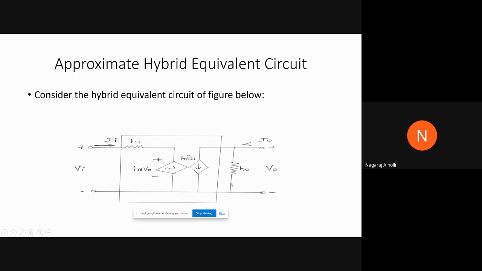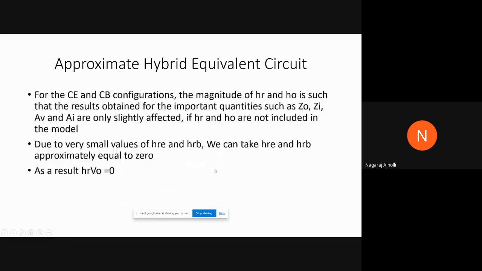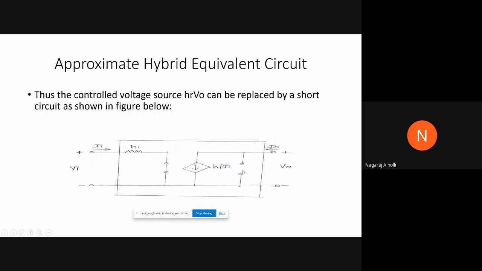Remember, this is only for circuits which have large values of H0, or 1 upon H0. Only for such circuits, this holds good. Otherwise, we have to consider H0 in the model. Clear yet? Therefore, here HR V0 will become equal to 0 and the output H0 will be open circuited.